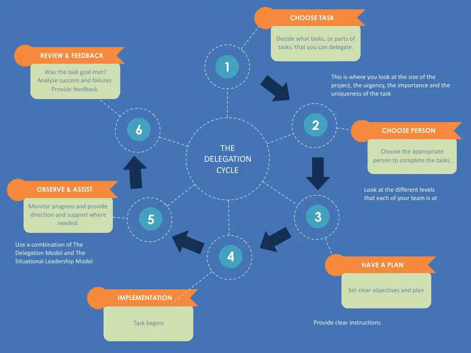Step 6 is review and feedback. Was the task goal met? You need to analyze the success and the failures and provide feedback to your team member who completed the task. Now, remember not to be too quick to blame failure on the individual, because the most common reason that a task fails is that the selection of the person to carry out the task was done incorrectly and without sufficient preparation and communication. We all learn from our mistakes, and it is an important part of the learning process.